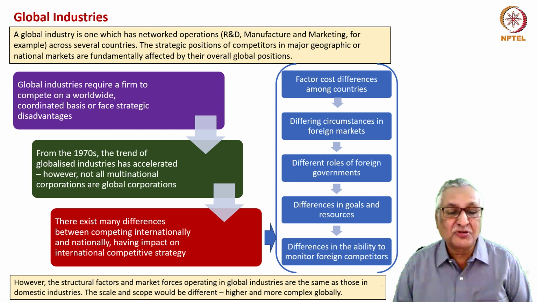However, the structural factors and market forces operating in global industries are the same as those in domestic industries. The scale and scope would be different, higher and more complex globally. One of the ways in which global industries and global companies are coping with this is to design and put in place certain structures which are partially local and partially global to get the best advantages of global standardization along with local autonomy and local creativity.